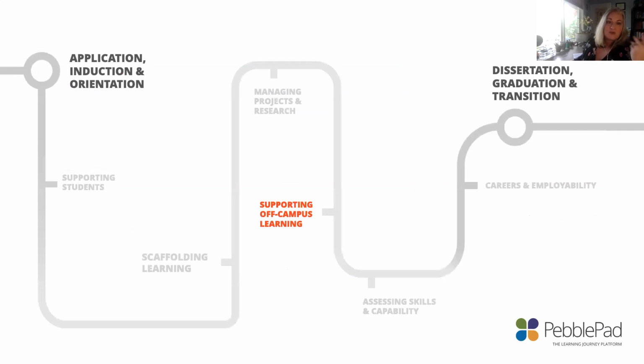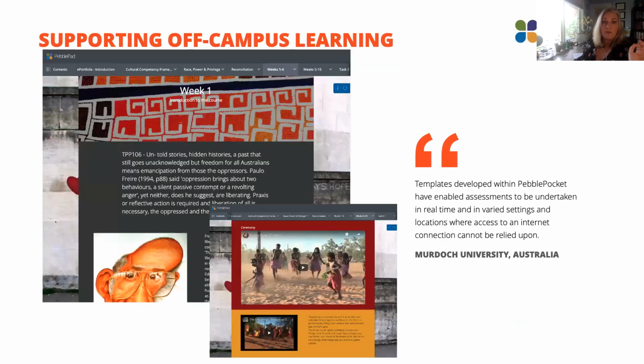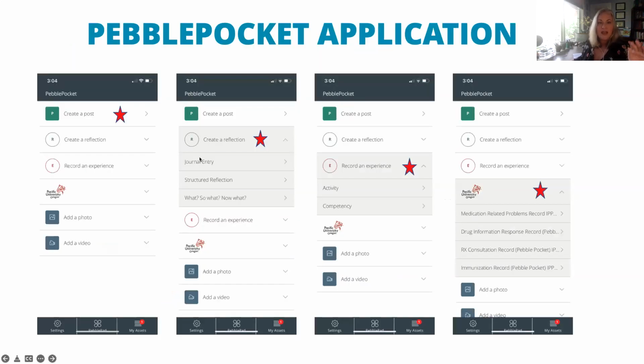In addition to supporting ad hoc research and projects, we want to be able to effectively support that off-campus learning. Right. So we're going to go back again. How does off-campus learning happen if there is not a direct access to internet and those sorts of things? So having these templates or resources available, and then having the student be able to create a post or create a reflection or record an experience and add photos and images.